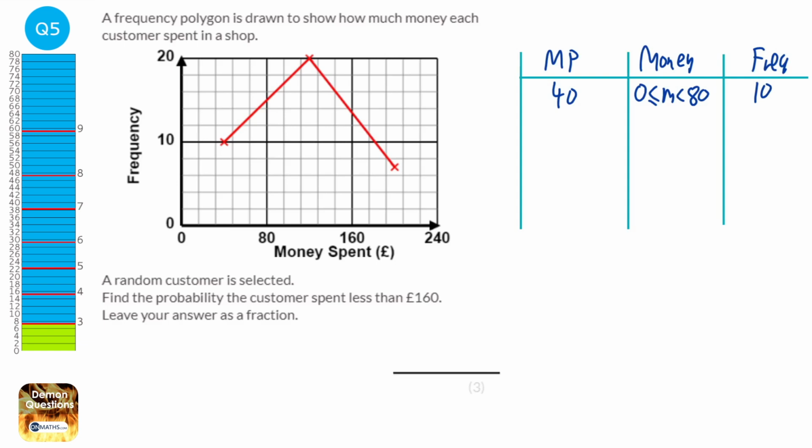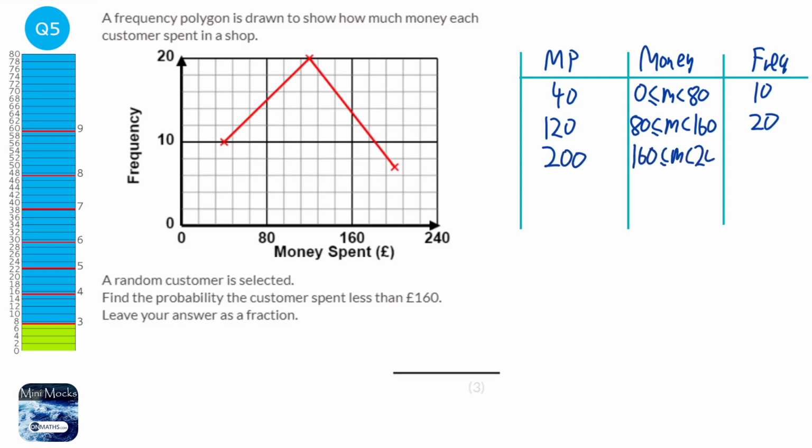The next midpoint is here. So that was going to be 120. And we can see that that's between 80 and 160, and the frequency is 20. And finally the last midpoint is here, which is obviously 200, and that is between 160 and 240, and the height of it is going to be 7.